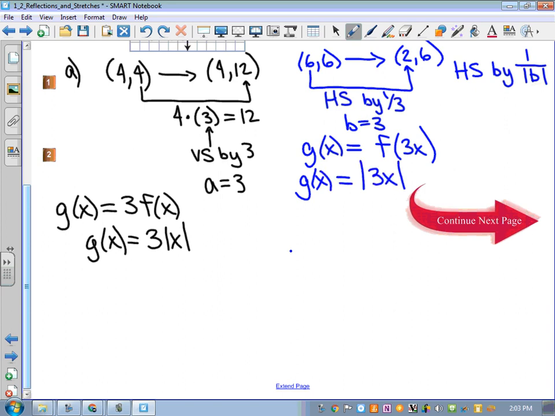Now, those two do not look the same. But the reason that they are is because the absolute value of 3 is 3. So they end up being exactly the same function. And if you graph both of those into your calculator, you would see precisely the same thing.